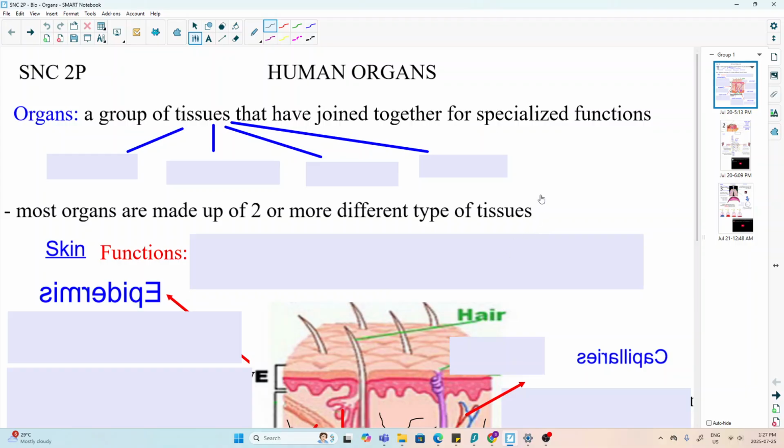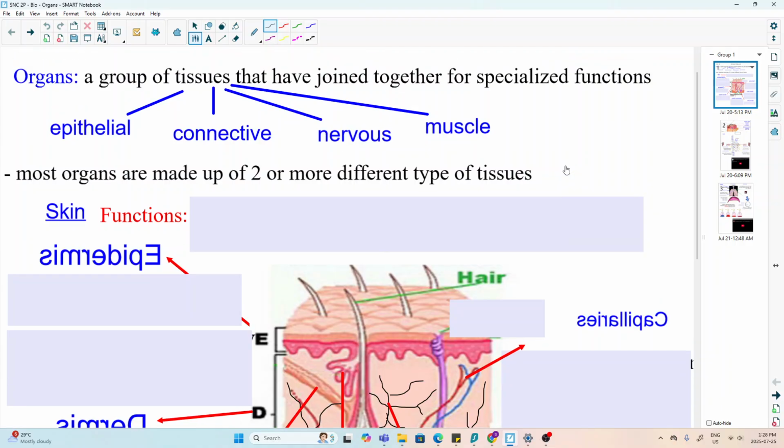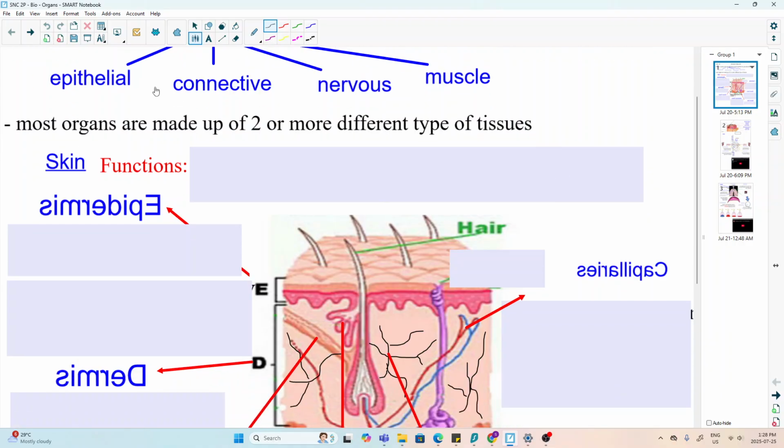Okay, so let's take a look at human organs. The way human organs work is an organ is a group of tissues. We know that a group of cells make up tissues, and a group of tissues make up organs. We did tissues already, and these are the four that we looked at: epithelial, connective, nervous, and muscle. Now we're going to take a look at the organs that these make up.